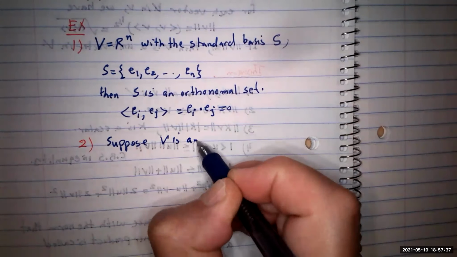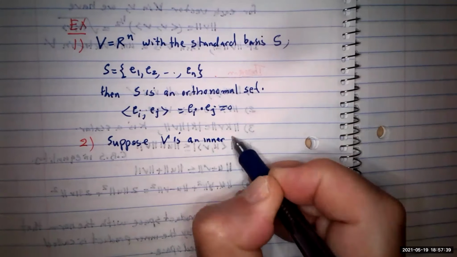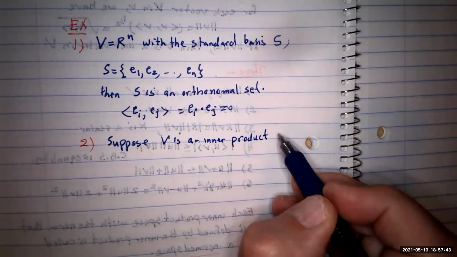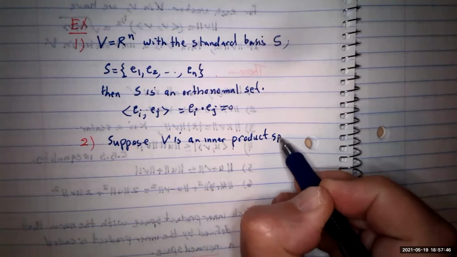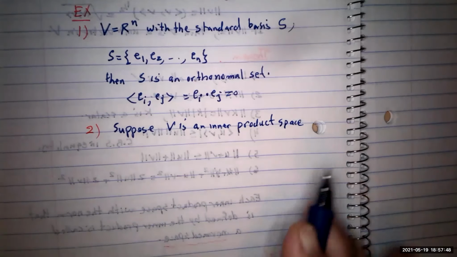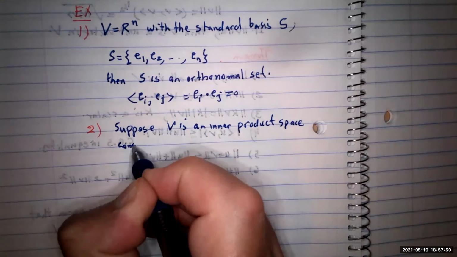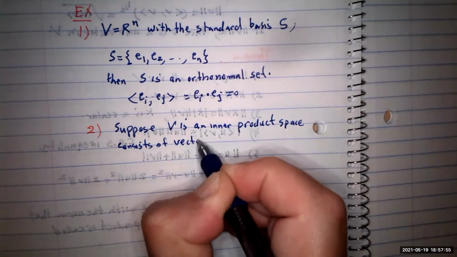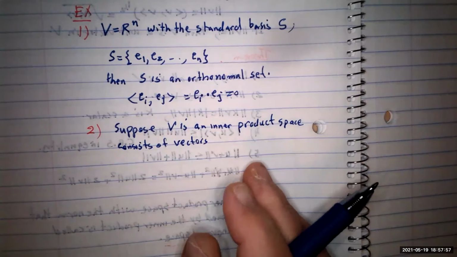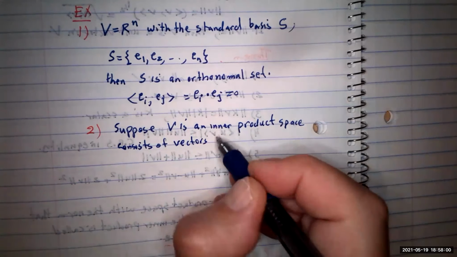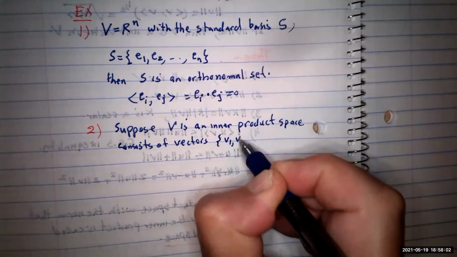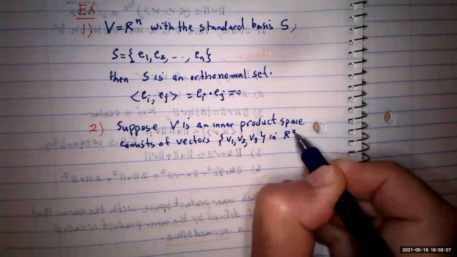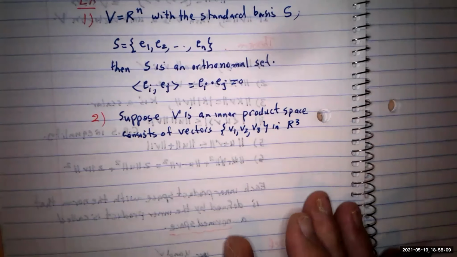Suppose V is an inner product space consisting of vectors V1, V2, V3 in R3 with the weighted product.